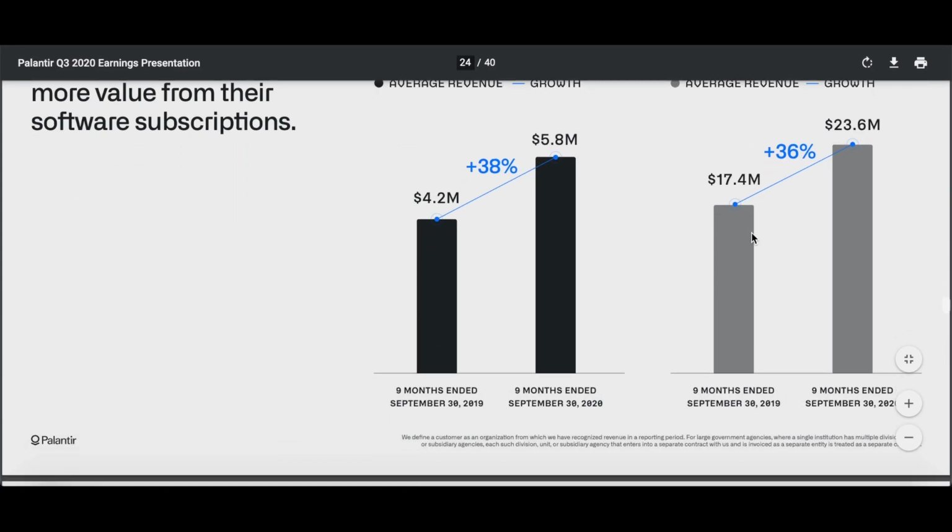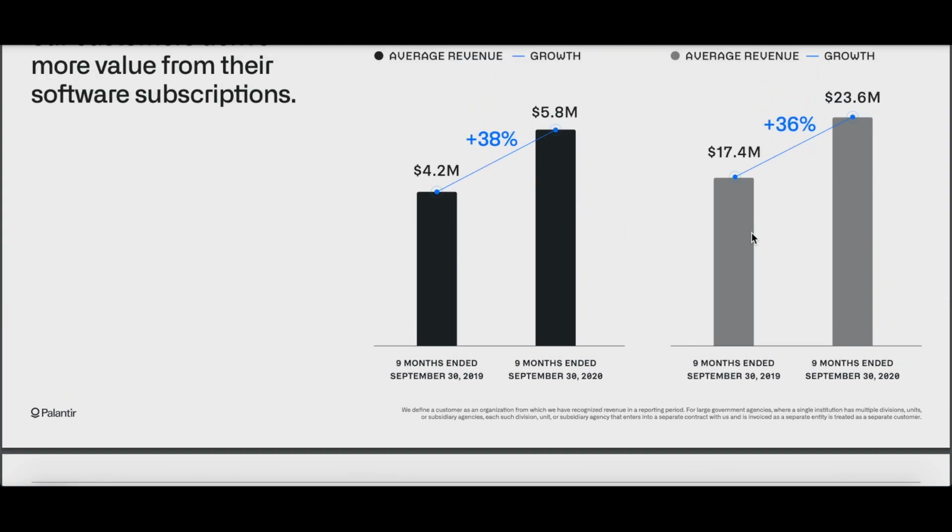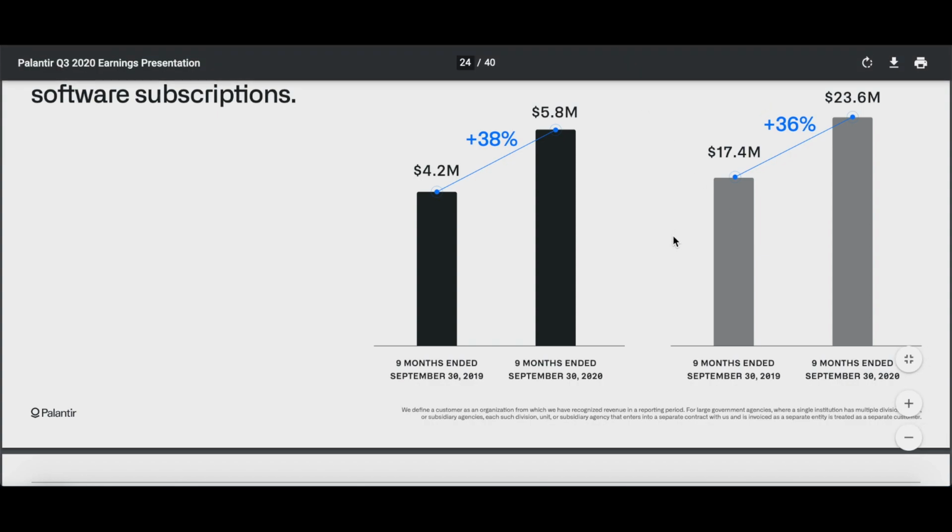But something that I couldn't find out from this earnings report, or earnings presentation, however you want to call it, is their net income, so whether they made a profit or loss.